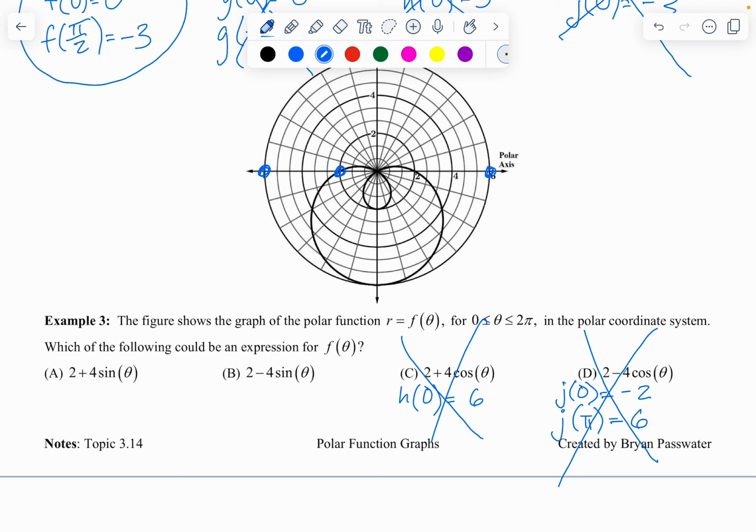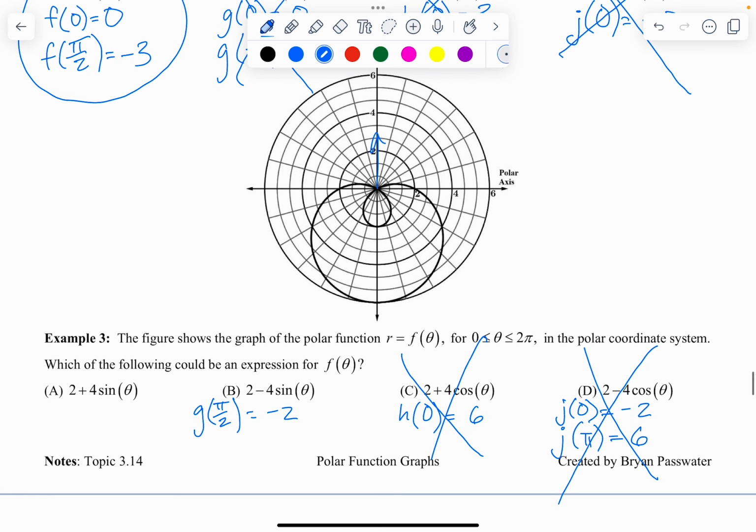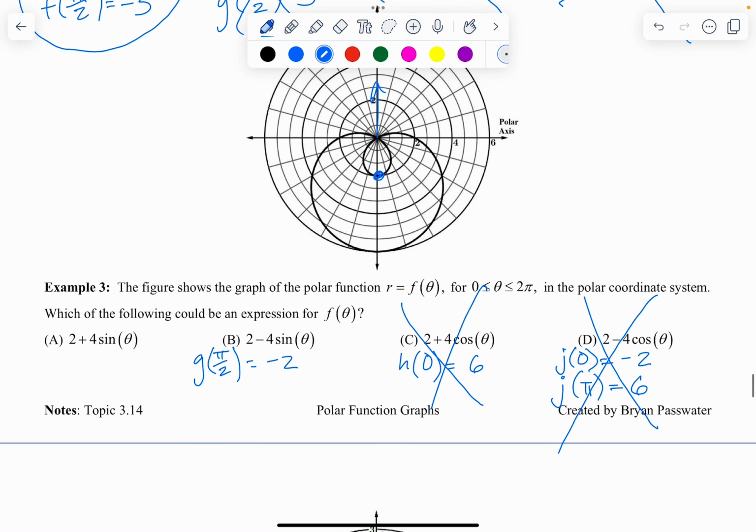So let's see, we might just know that the positive opens up, or lives up, and the negative goes down. But if we forgot, which we might, let's try this. This is what we call G. We can call it whatever we want. Let's call it G of pi over 2. Sine of pi over 2 is 1, so 2 minus 4 is negative 2. So at pi over 2 we have a negative 2, and that's this value here, so we're fine.